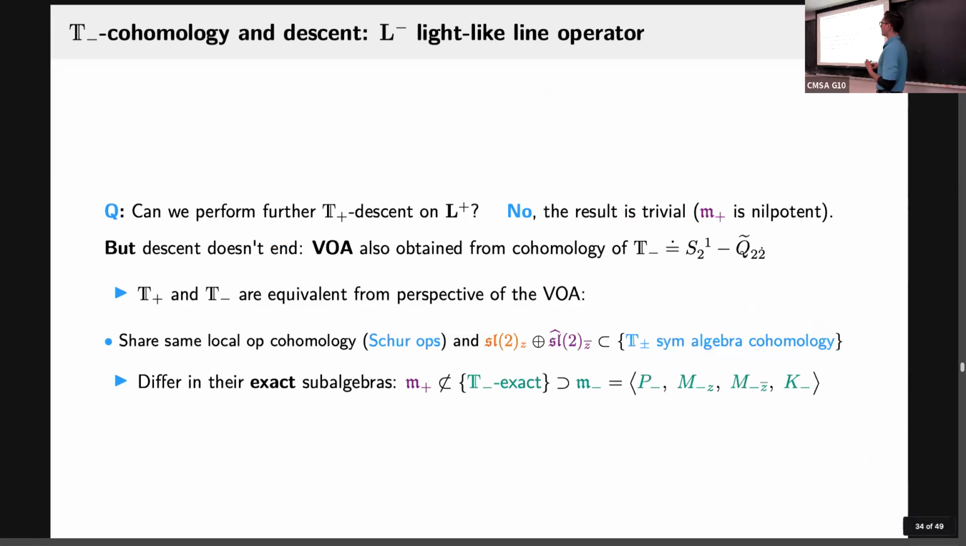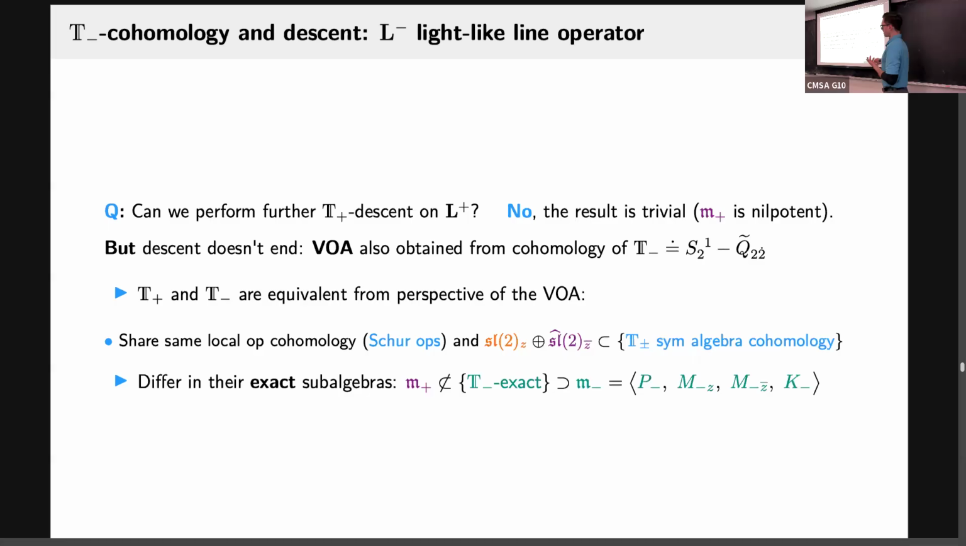So the next question you want to ask is, can you perform this T plus descent procedure further on L plus? And the answer is no. The result is trivial, and this is basically because M plus is nilpotent. This means that if I try to act on L plus using a generic T plus descent procedure, none of the elements in M plus are going to move this line any longer because they all commute with one another.